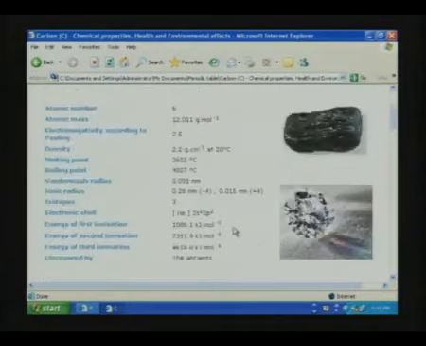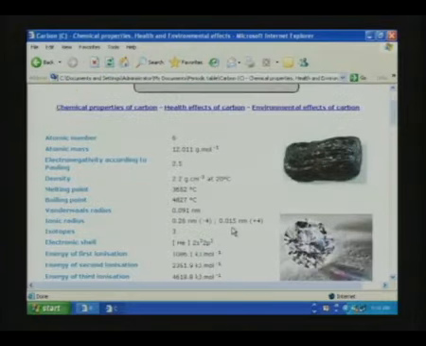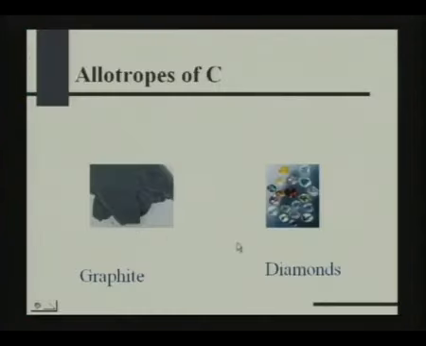Now carbon is something which occurs as graphite as well as diamond. One is not so precious, not precious at all, you may say, compared to diamonds, which are worth billions and millions of rupees. Graphite and diamonds are the allotropes of carbon. One has sp2 hybridization and another has sp3 hybridization.